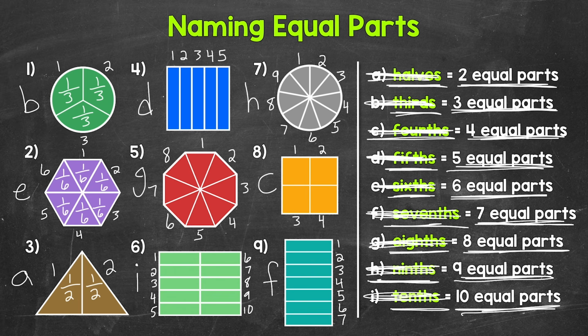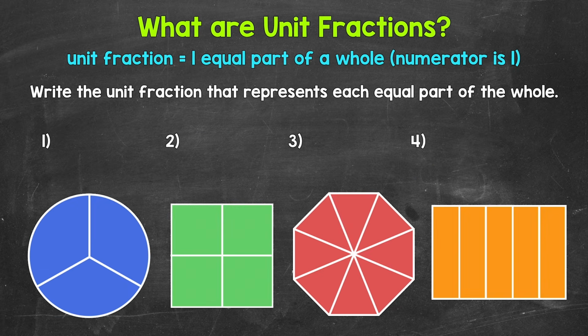Let's move on to unit fractions. Now remember, when it comes to fractions, a whole is divided into equal parts. Each one of those equal parts is what we call a unit fraction. So one equal part of a whole is a unit fraction. And unit fractions have a numerator, so top number, of 1. Understanding unit fractions helps our overall understanding of fractions and helps us when working with fractions.